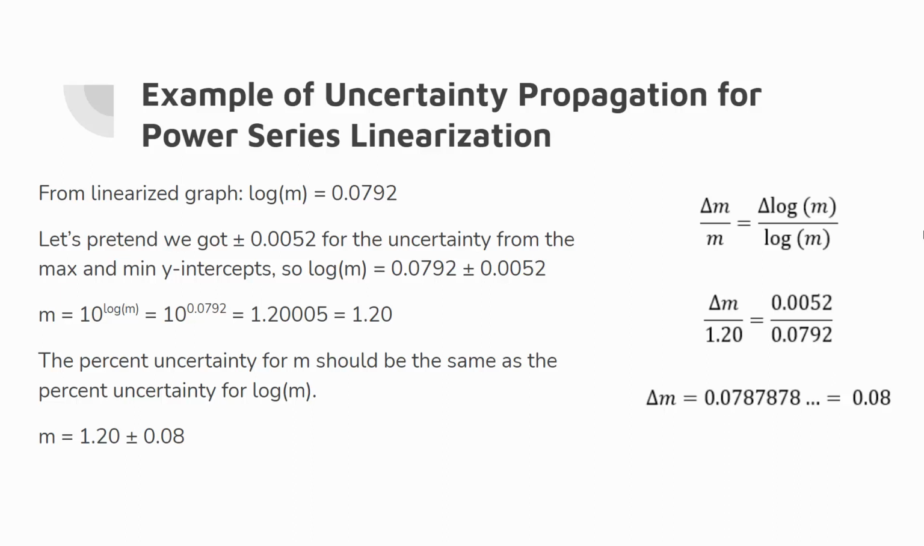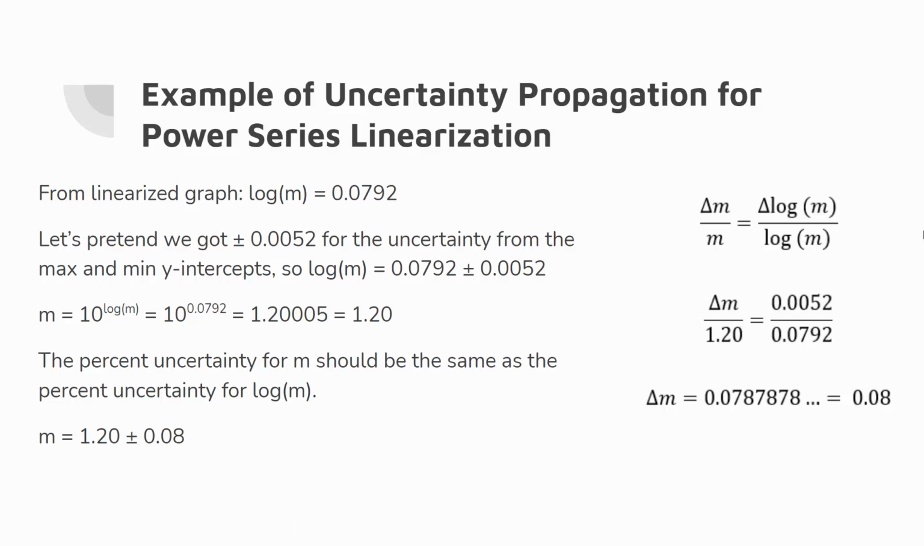We'll say that the uncertainty in m over m is equal to the uncertainty in the log of m over the log of m. And we know 3 of those 4 values, right? We know that the log of m, which is our y-intercept, is 0.0792. We determined graphically that the uncertainty is 0.0052, and we figured out the value of m is 1.2. So we can divide those numbers on the right, and we can cross-multiply by 1.2. We get some number that repeats for at least a long time, if not forever, which we will round to 0.08 so that it matches the precision. So we can say that m is 1.20, which we already knew, but now we can say that the uncertainty in that value is plus or minus 0.08.